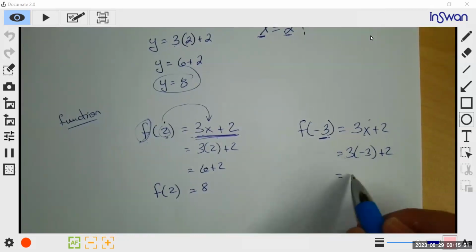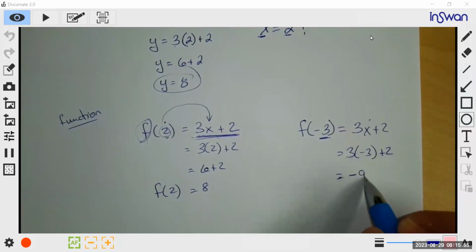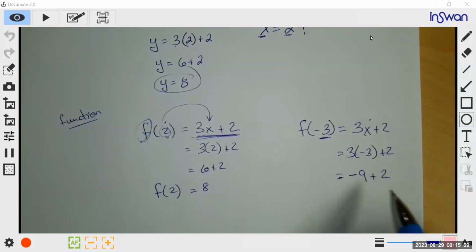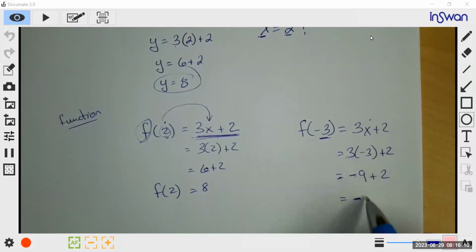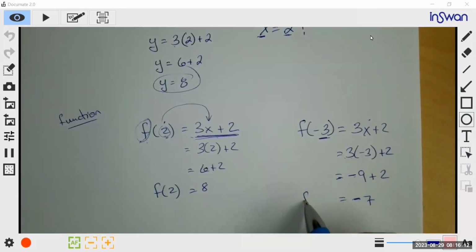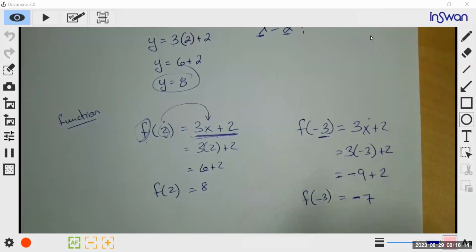Positive times negative is a negative. 3 times 3, 9. There are two different signs, so what's the rule here? Take the sign of the larger number, which is 9. It's negative, so the answer is negative. -9 plus 2 is -7. So that's how functions work.